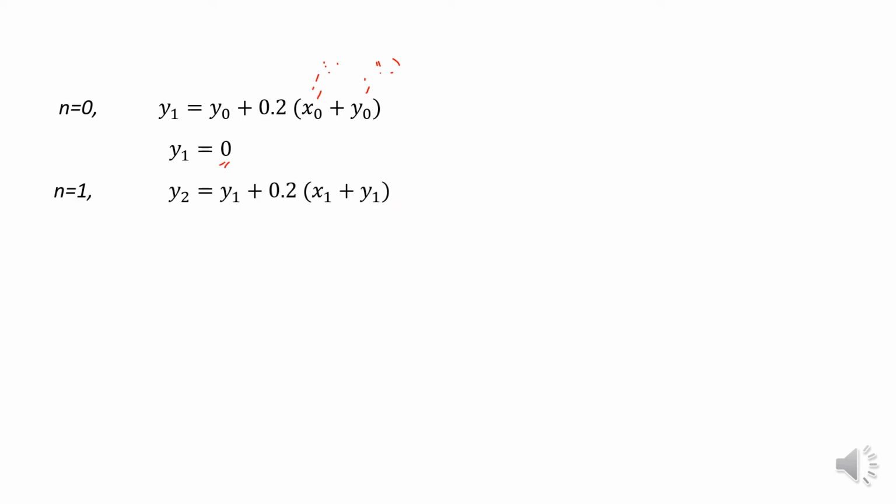Put n equal to 1, we will get y2, that is equal to y1 plus 0.2 into x1 plus y1. Substitute the x1 value and y1 value here. x1 is 0.2 and y1 is 0. We'll get y2 as 0.04. Therefore, y of 0.4 is equal to y2 and that is nothing but 0.04.